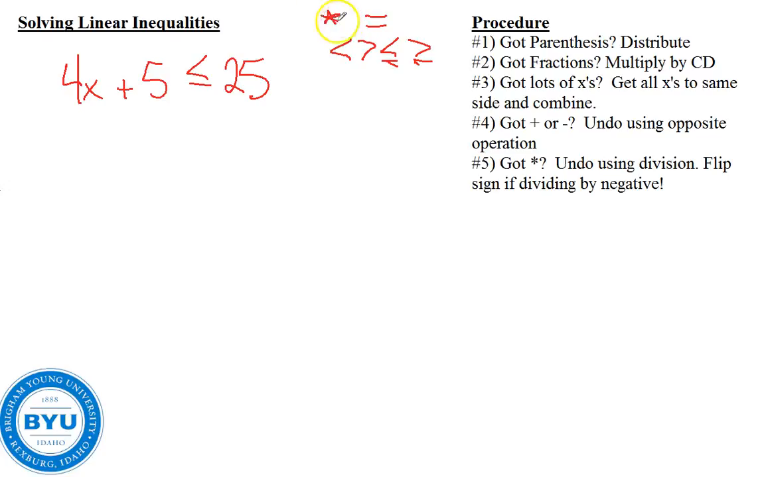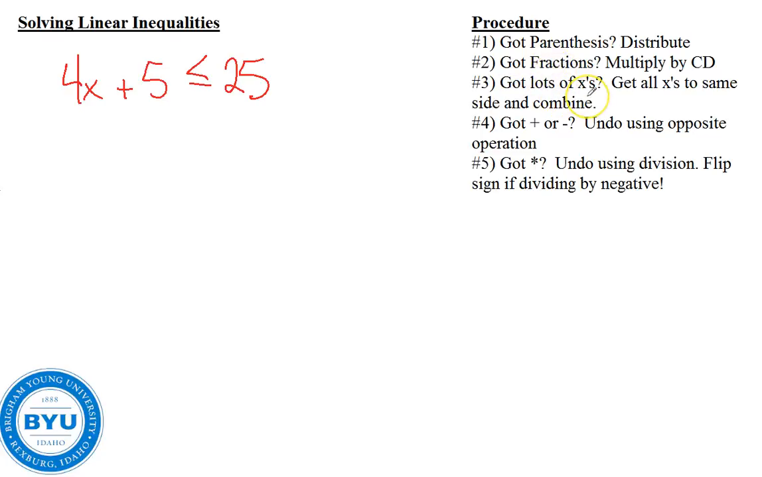So if you have an equal sign, or if you have one of these alligator mouths, the steps for solving are the exact same except the very last step. Let's look at those procedures. Step number one, you got to ask yourself if you got parentheses. If you do, you need to distribute into the parentheses. Step number two, you got to ask yourself if you got fractions. If you do, you got to multiply everything by the common denominator.